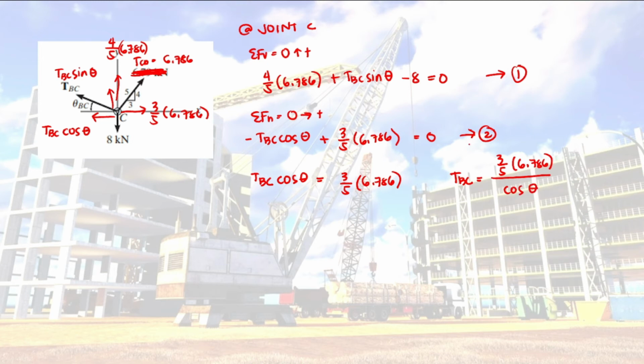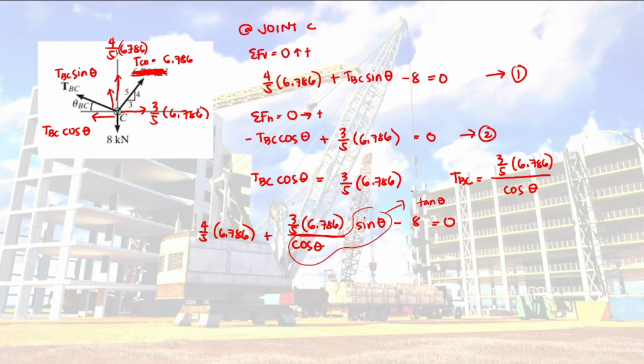So we can substitute this value to your first equation. So therefore, you would have 4 over 5, 6.786, then plus, you have TBC. So again, this is your TBC, 3 over 5 times 6.786 divided by cosine theta, then times sine theta here. Then minus 8 is equal to 0. Again, you can still simplify this. Remember, sine divided by cosine theta, that is tangent theta. So this would be 4 over 5, 6.786, then plus, you have 3 over 5, 6.786, then tangent theta minus 8 is equal to 0.